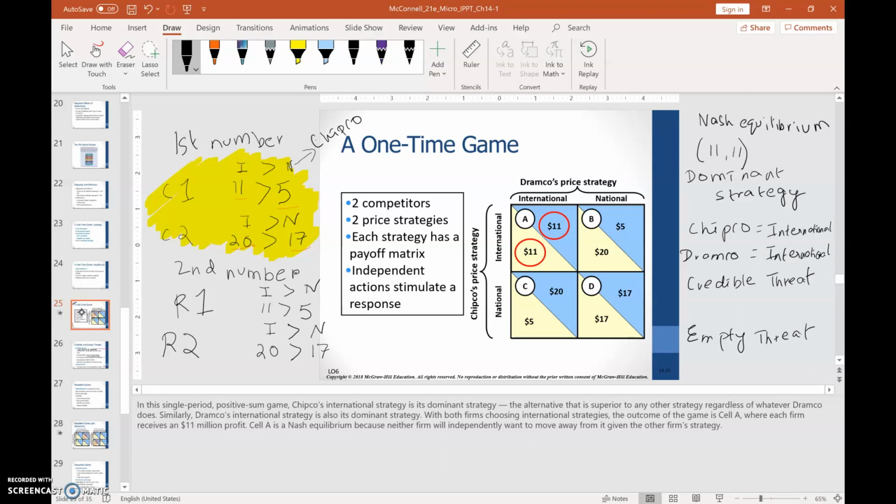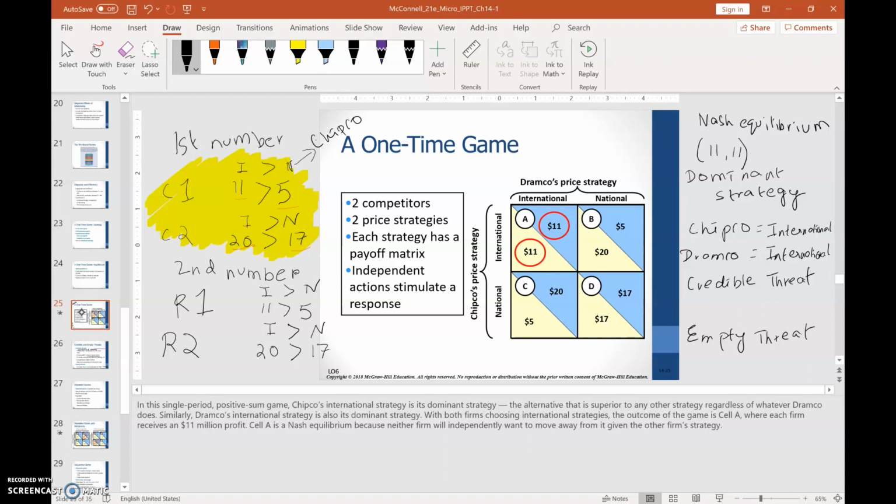To explain a credible threat and an empty threat, let's look at this example of two players in this slide. We have two players, Chipko and Dramco, and each of them has two strategies which are national and international. How do we find the Nash equilibrium to this game? The easiest way to do it is to compare column 1 and column 2 and row 1 and row 2.